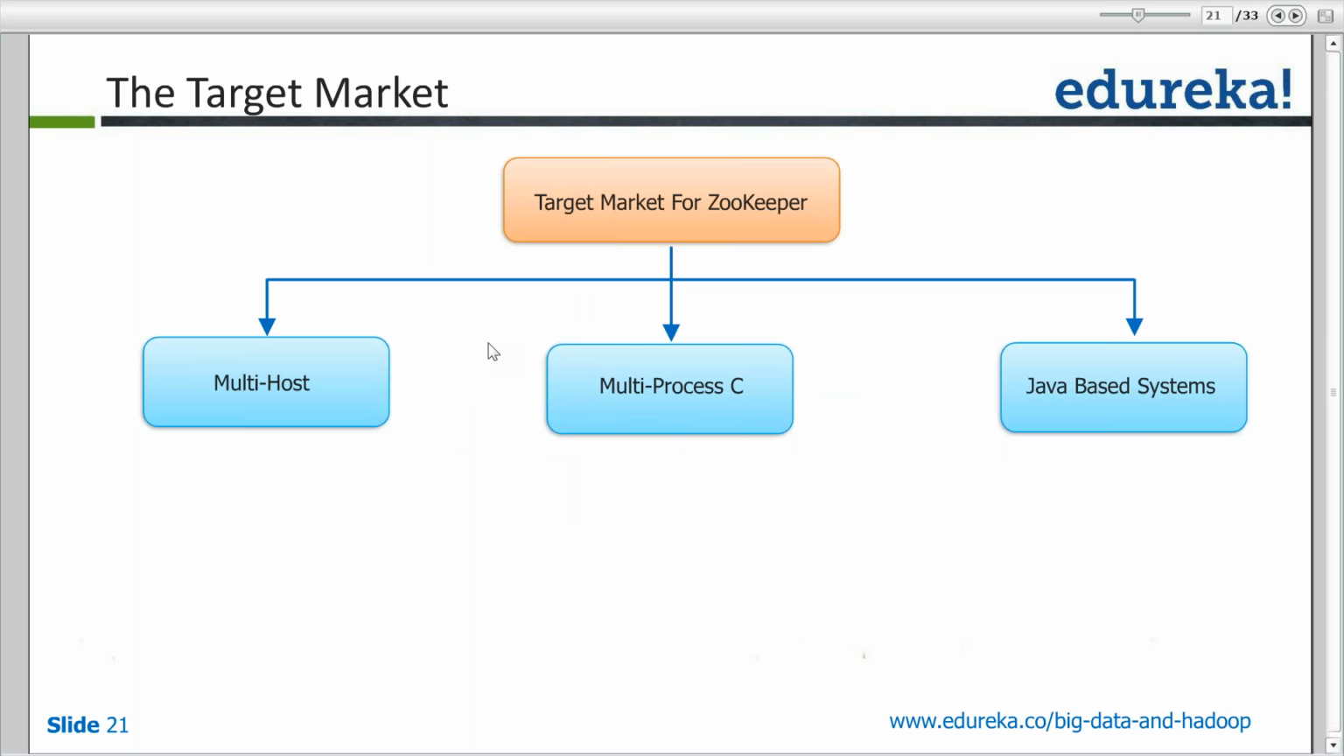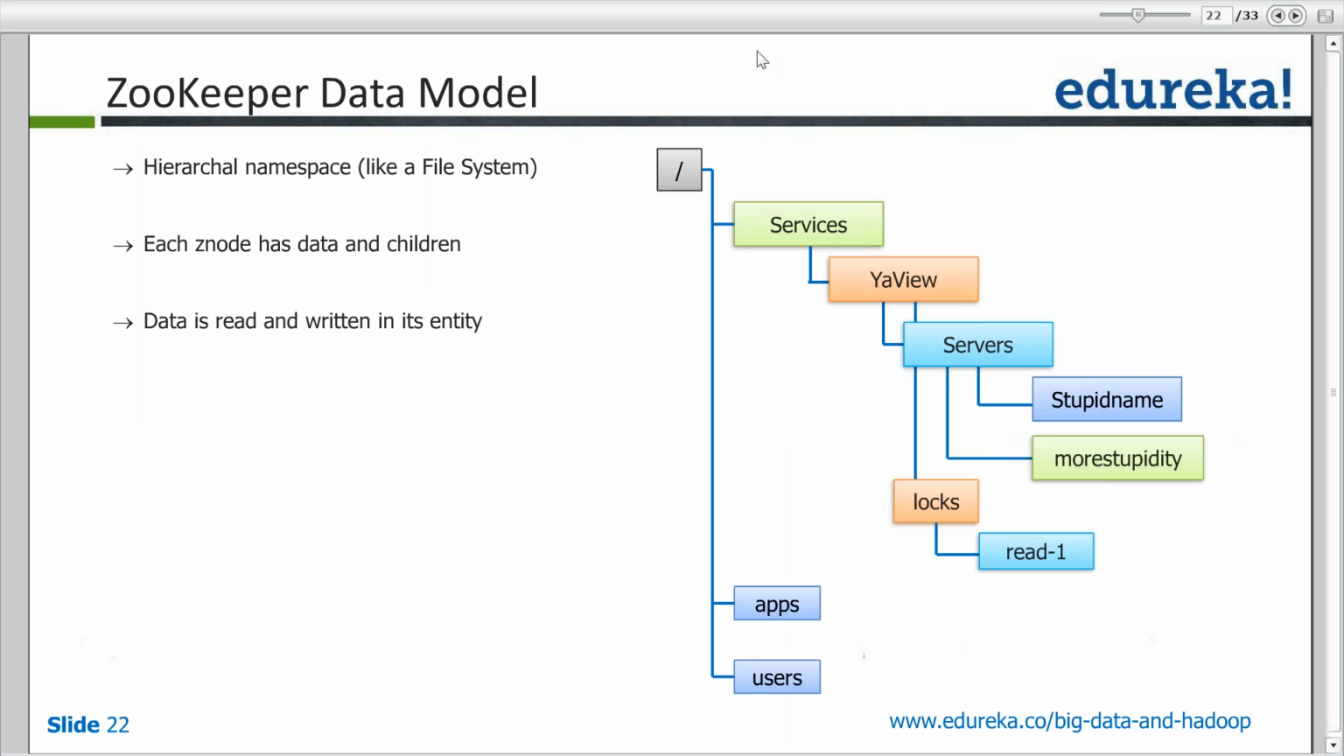Okay, where should you use Zookeeper? Where you have multiple hosts, multiple processing, Java-based systems, there is a place where you should use a Zookeeper. Okay, so this is a Zookeeper. It basically maintains, it's just like your file system, right? It maintains your data in a hierarchical manner, just like your HDFS, just like any other file system. I can have nested folders, nested hierarchy. Okay, that's a Zookeeper.